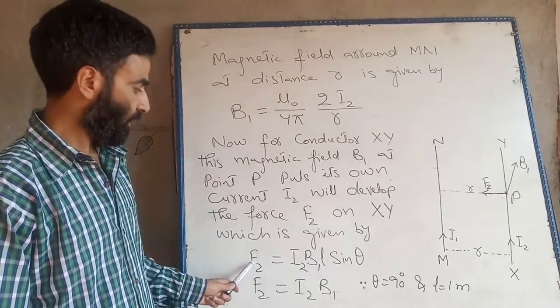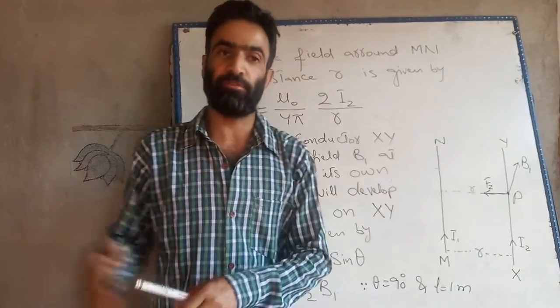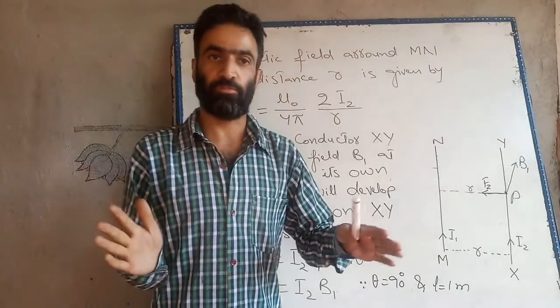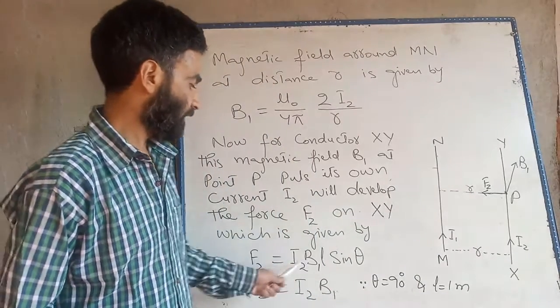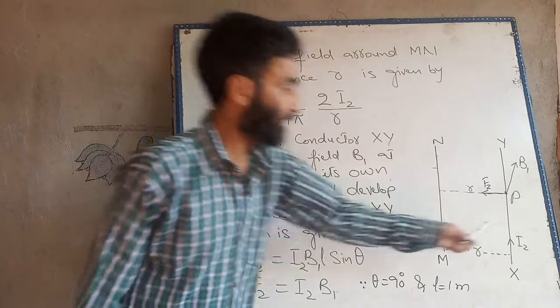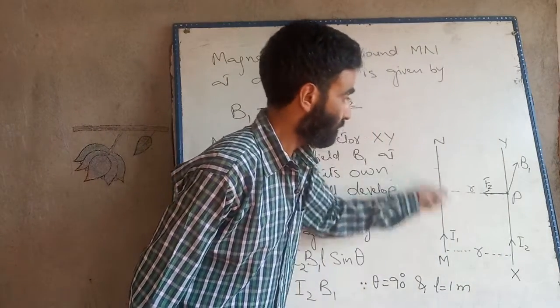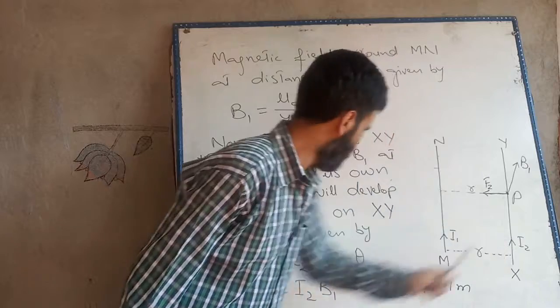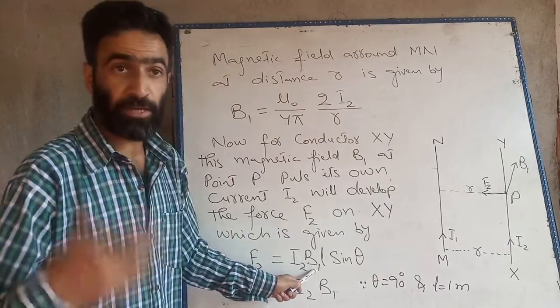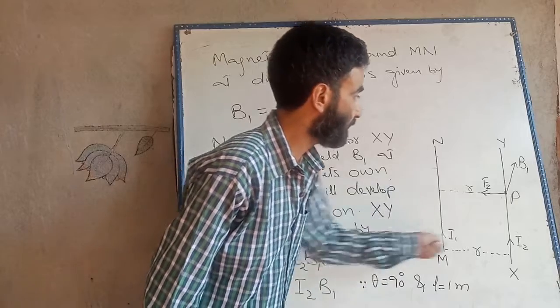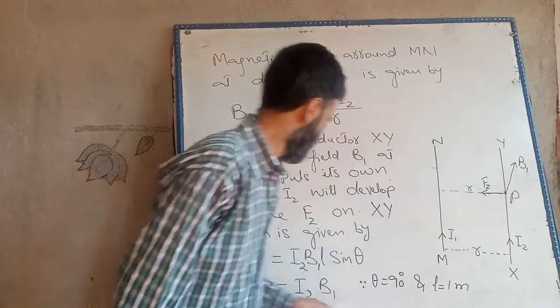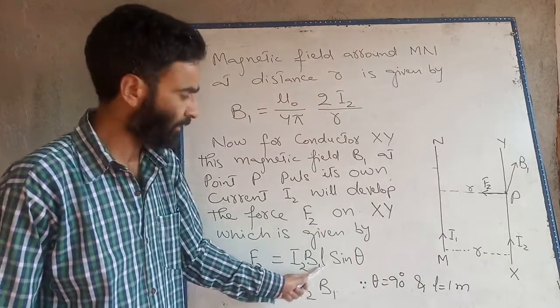We know F is equal to IBL sine theta. In the previous topic, the relation of the force by current and magnetic field is given by F equals IBL sine theta. Here I means the current, not the current of this conductor, but its own current, that is I2. B is an applied magnetic field. What is the magnetic field applied? It is the magnetic field from this conductor which acts upon this. That is B1 magnetic field, and then its length and theta.